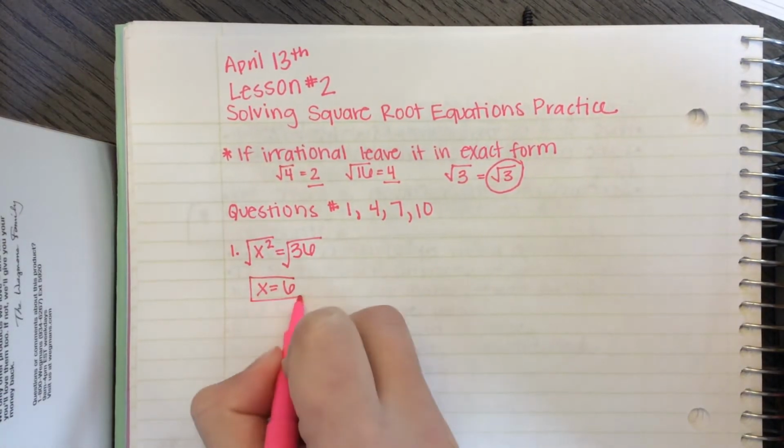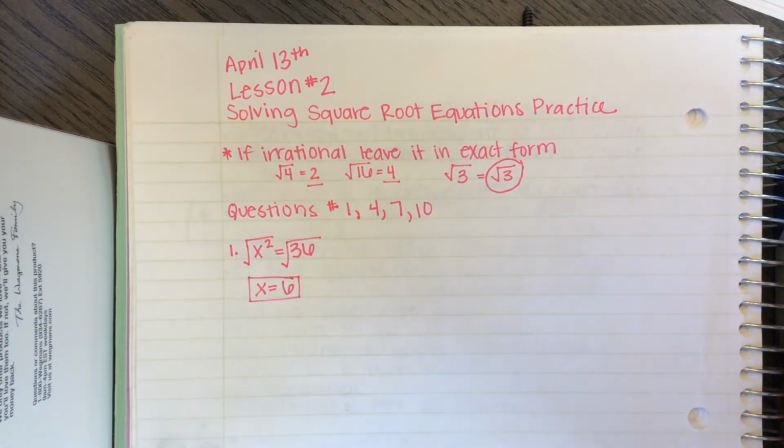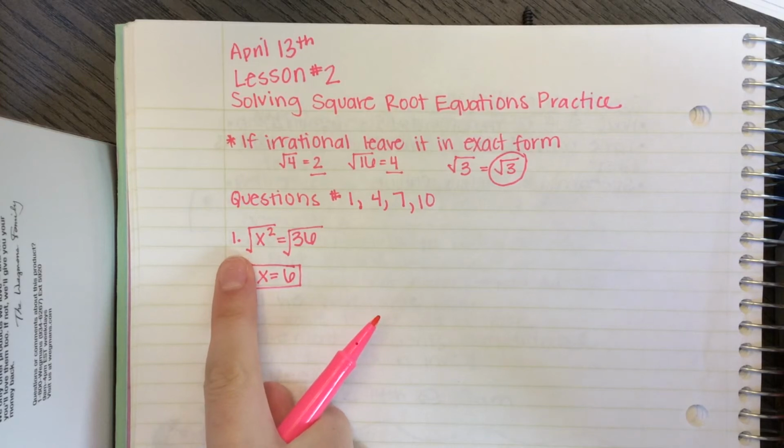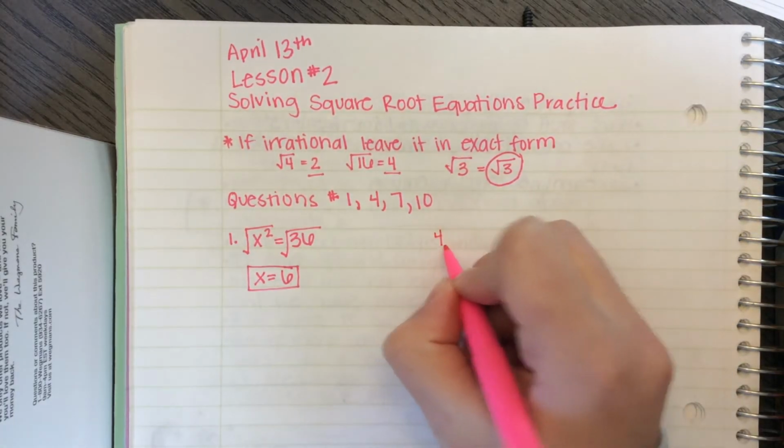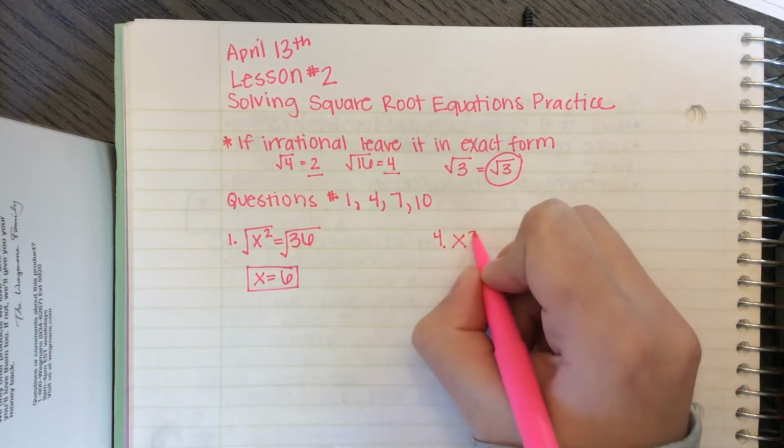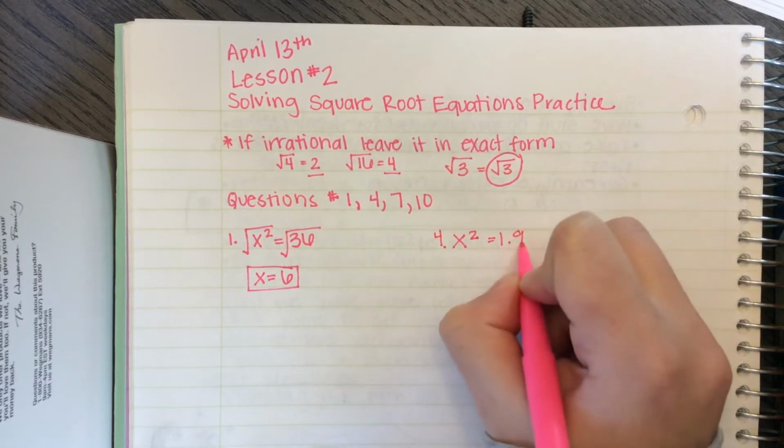So number 1, that's easy. It's simple. I can just do it like that. This is how you might do it in your notebook. The first thing you're going to do is write down the equation, and then you can just solve it. Okay? So now if I do number 4, I'm going to write down the equation for number 4. It says x squared equals 1.96.